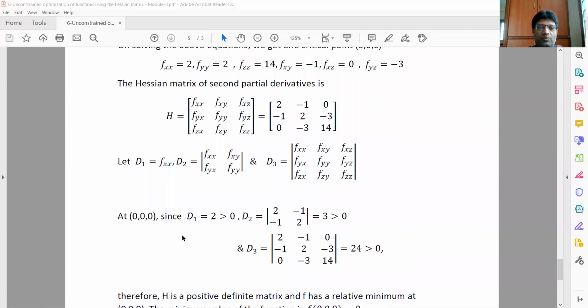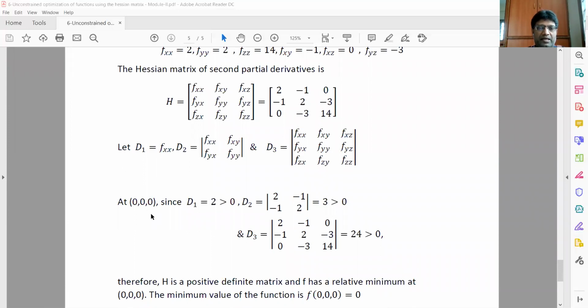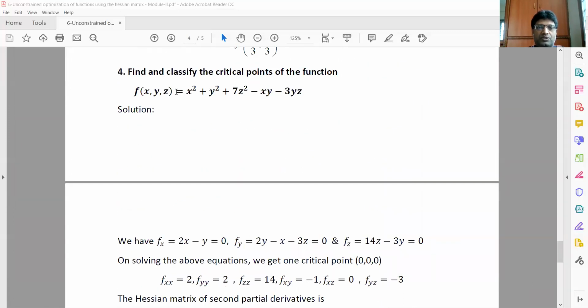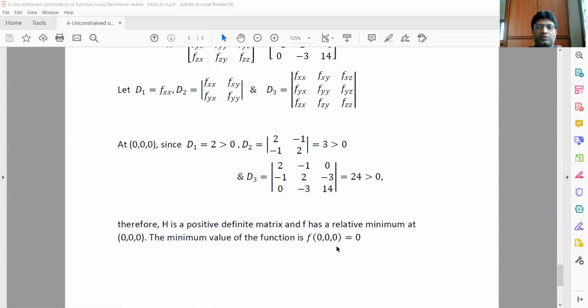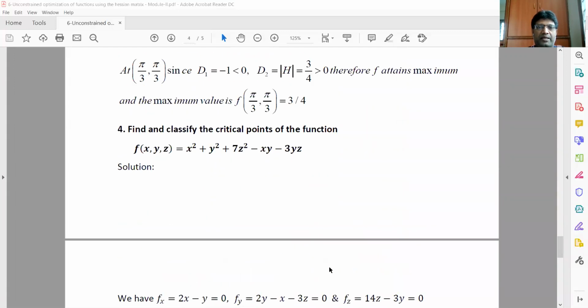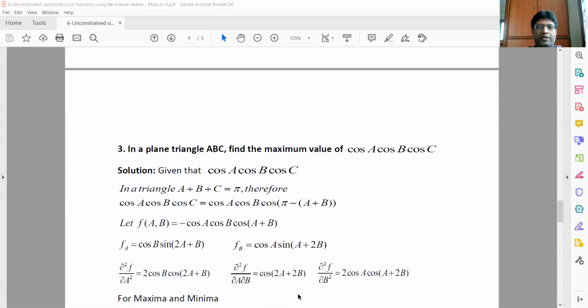So we got only one point. At (0, 0, 0), clearly what is D1? D1 is 2, greater than 0, and D2 is the determinant of this, which is 3, greater than 0, and D3 is this one, that means the determinant of this is 24. So all are greater than 0. Therefore, this point is acting as a point of minimum, and the minimum value we get by substituting in the given function (0, 0, 0) is 0. So this is the procedure to calculate the maxima and minima of a function involving 3 variables.